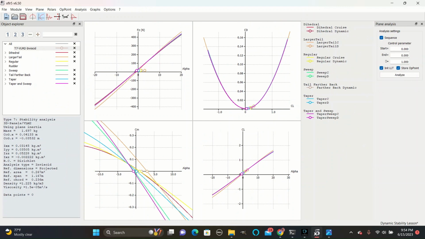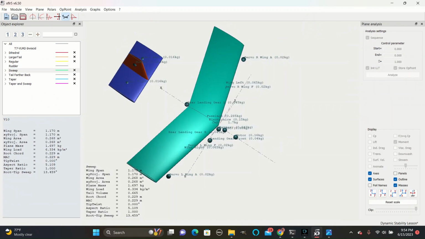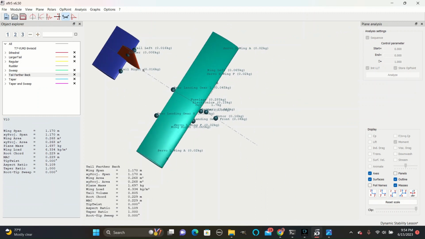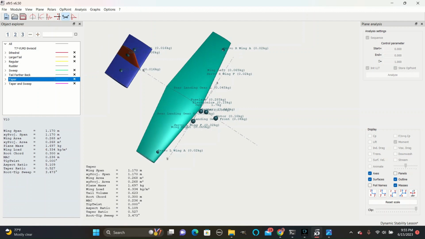Sweep is when the wings are angled forwards or backwards. You can see sweep pictured here, whereas there is none on this design. Swept, unswept. The wings are almost always swept backwards because that increases the plane's stability. Tapering is when you make the tip chord smaller than the root chord. As you can see here, it's thicker at the tips and wider at the roots on this design.